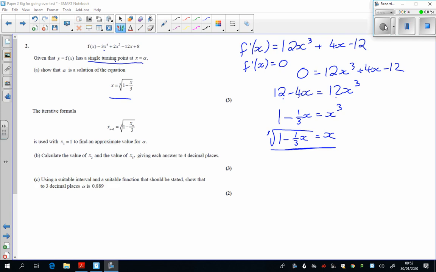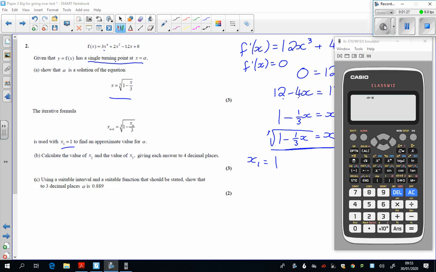Now we've got to throw some numbers into it. We've been told that the first number, x1, is going to be 1, and we'll put that in there and figure out what that gives. So let's get the calculator out. So here's the calculator. We're putting 1 in first of all, because it told us the first answer was 1. And now what we're doing is the cube root of 1 minus, oops, the answer over 3.